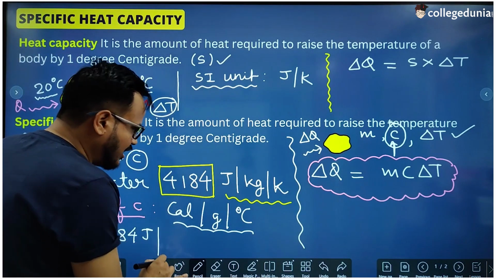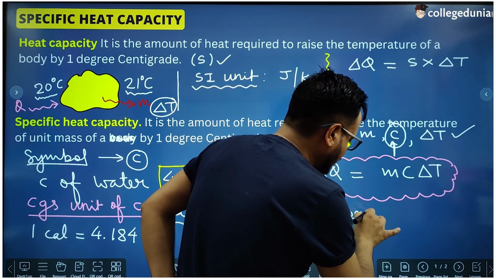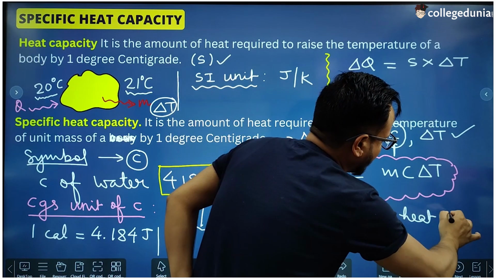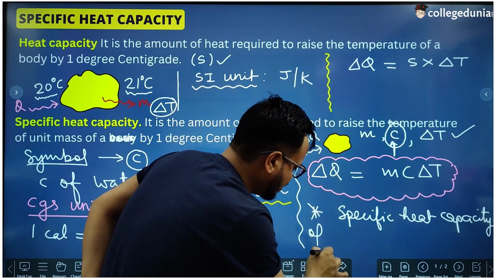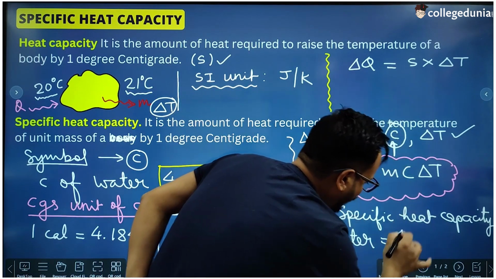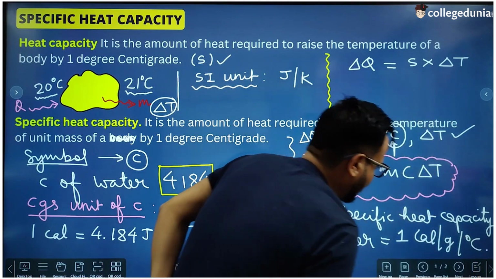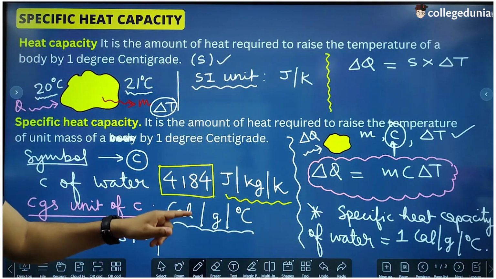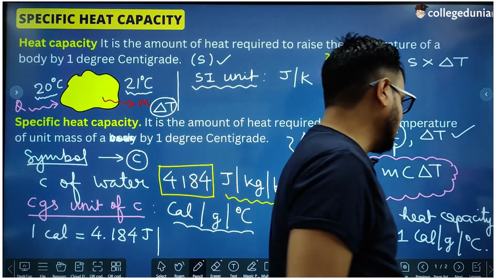So we can say that, let's write it here, specific heat capacity of water in CGS units, right? Specific heat capacity of water in CGS unit is simply 1 calorie per gram per degree centigrade. It is simply 1, right? So you have to remember both these values, because specific heat capacity of water is very important to solve the numericals in this topic.